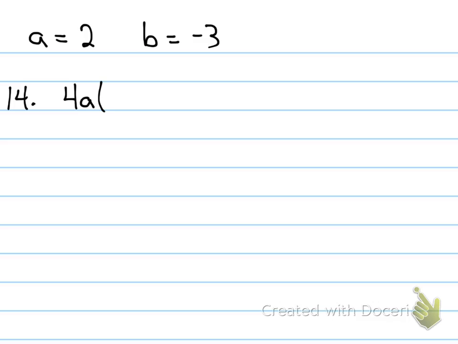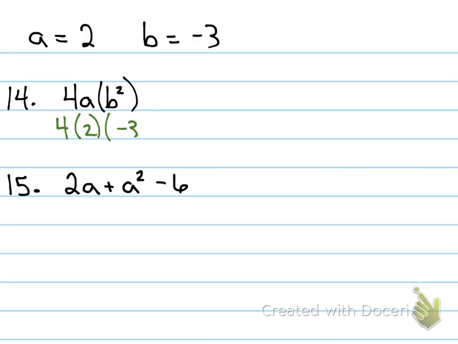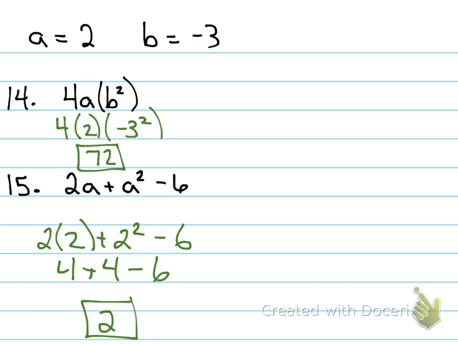On 14 and 15, I want you to use the values for A and B to evaluate. You have 3 problems like this on your test tomorrow. All right, so 4 times 2 times negative 3 squared. Negative 3 squared is 9, 72. 2 times 2 plus 2 squared minus 6 gives me 2. All right, guys, listen, if you understand that, you should be good to go for your test tomorrow.